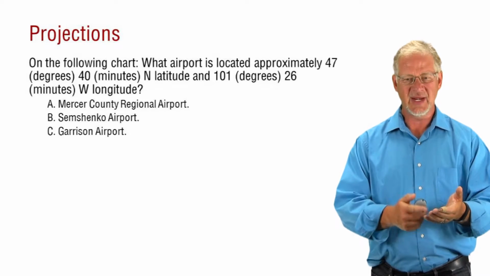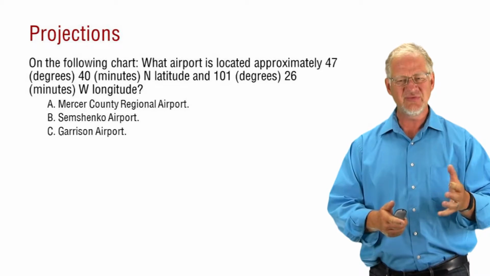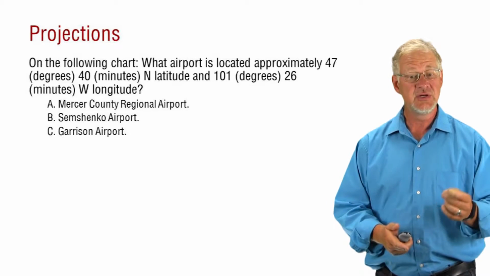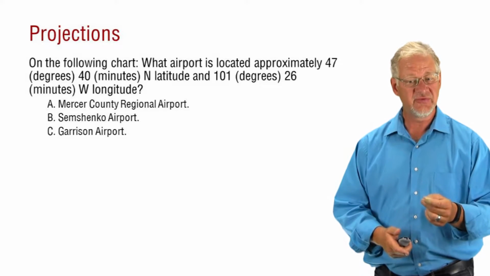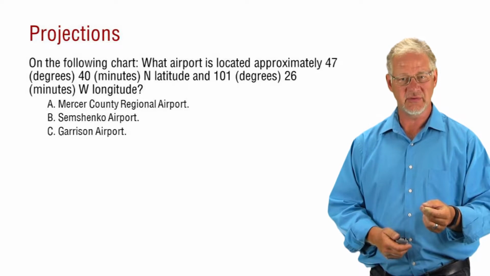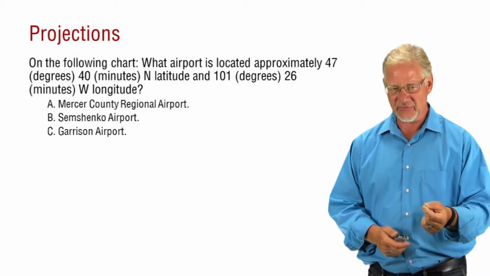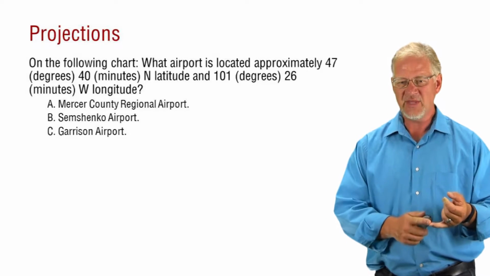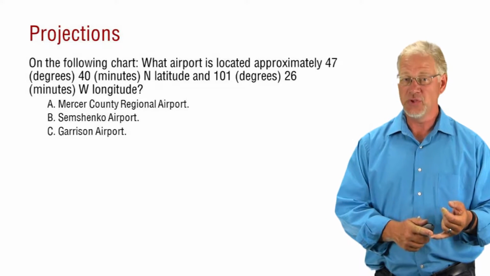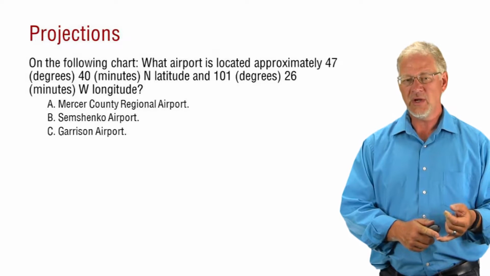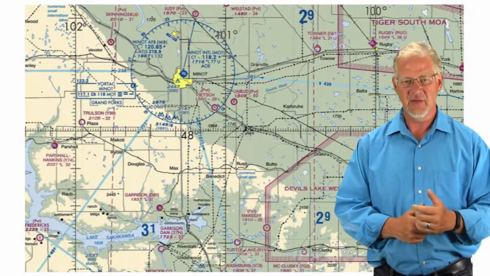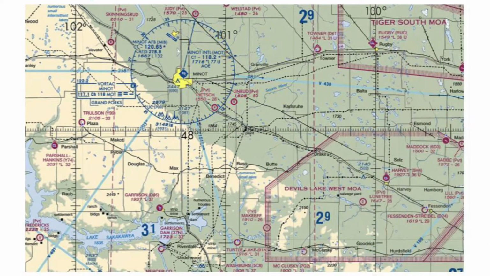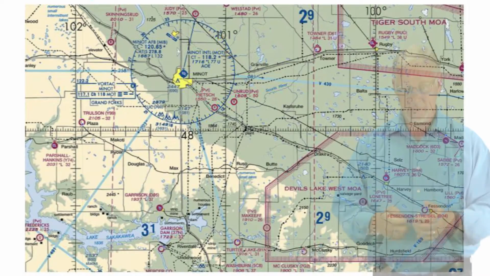So the chart that's going to be popping up next on the screen, we're going to be talking about an airport that is located approximately 47 degrees and 40 minutes north latitude and 101 degrees, 26 minutes west longitude. So get the paper and pencil out. Here are the numbers again. You want to locate 47 degrees, 40 minutes north, and 101 degrees and 26 minutes west. Try to find the closest airport. Did you find it yet?